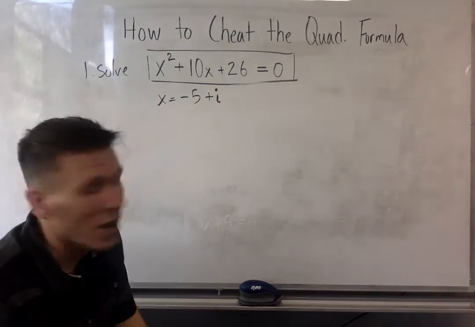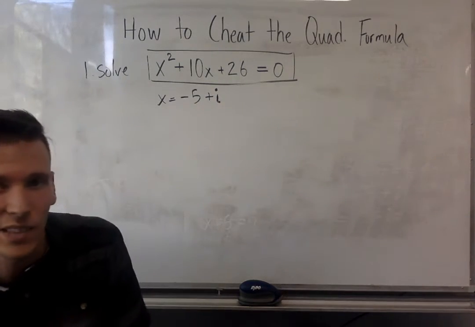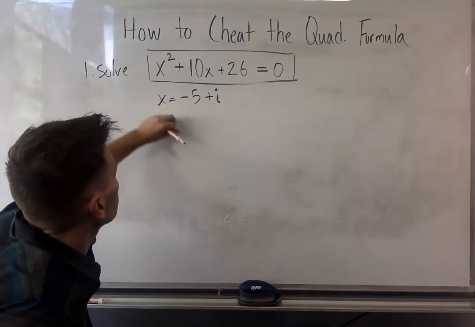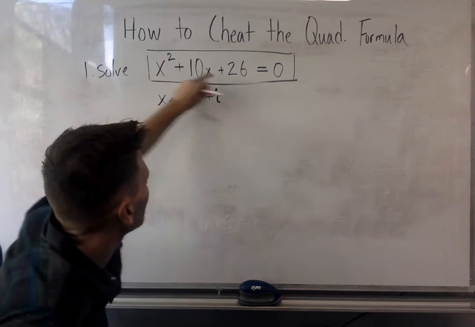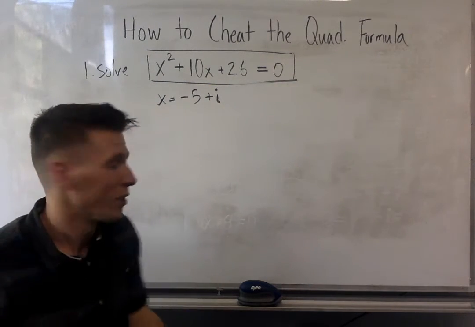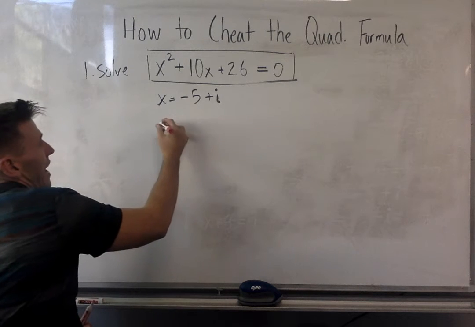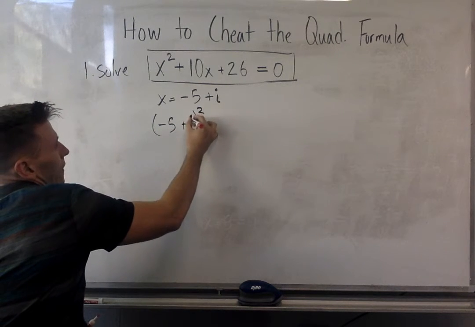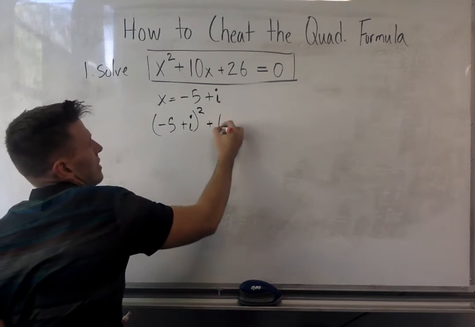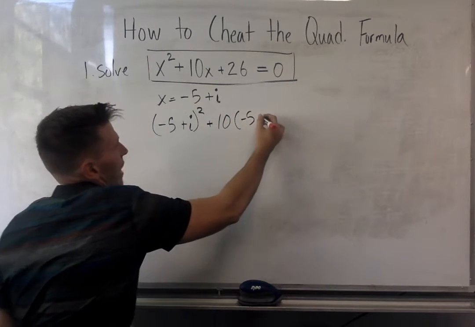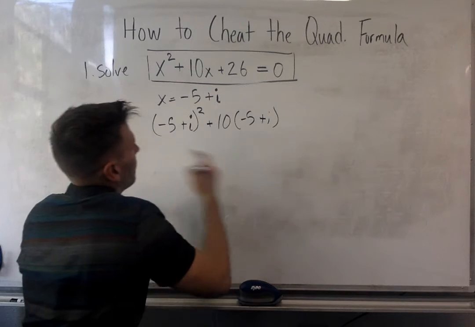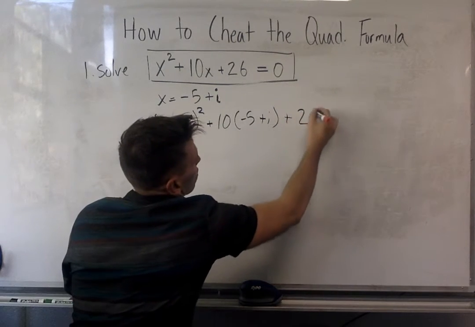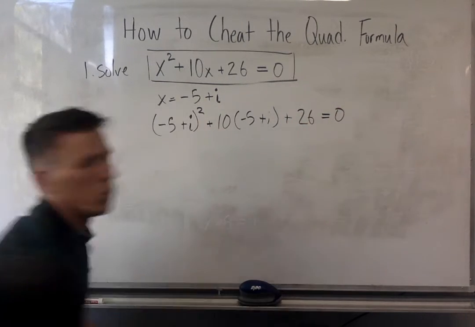But we're going to talk about how to verify and prove that this is in fact the answer that we thought it was. If this is true, we should be able to plug it back in and find that 0 equals 0, exactly what we were looking for. So I can have (-5 plus i) squared plus 10 times (-5 plus i) plus 26, and that should equal 0.